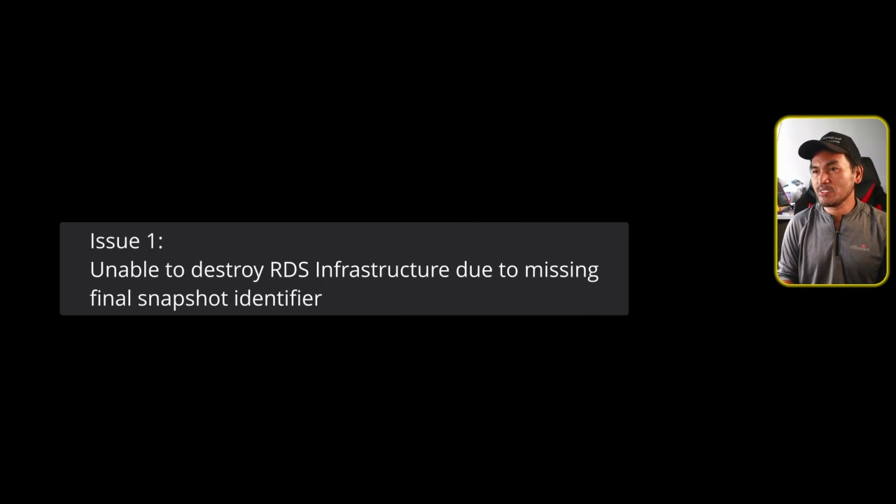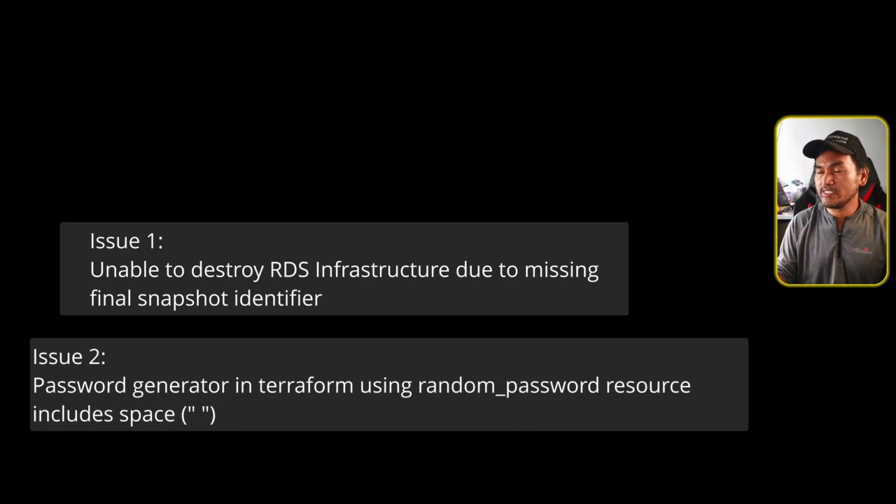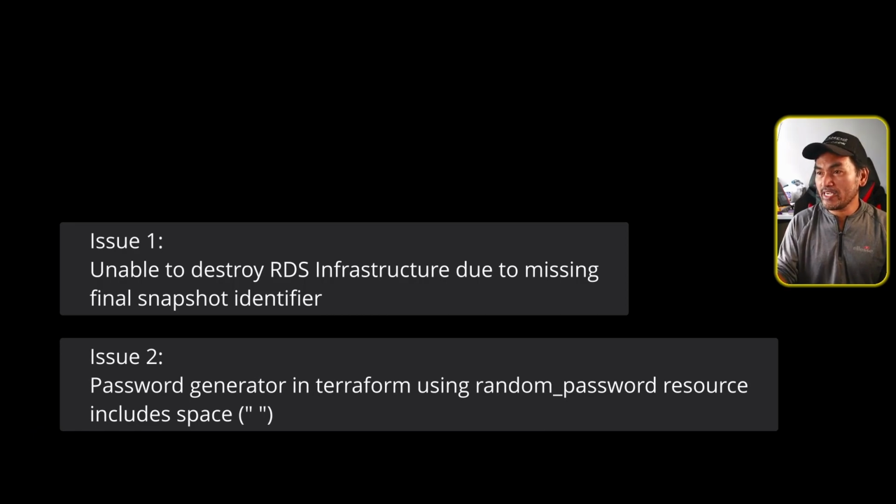When I tried destroying my ECS infrastructure stack, my RDS infrastructure failed to clean up properly, and the error was complaining about a missing final snapshot setup. So I ended up cleaning my RDS infrastructure manually. And then when I tried spinning up the infrastructure again, my RDS resources failed because my auto-generated password contains a space character, and AWS RDS does not like this. So let me show you what I need to do to fix these errors.